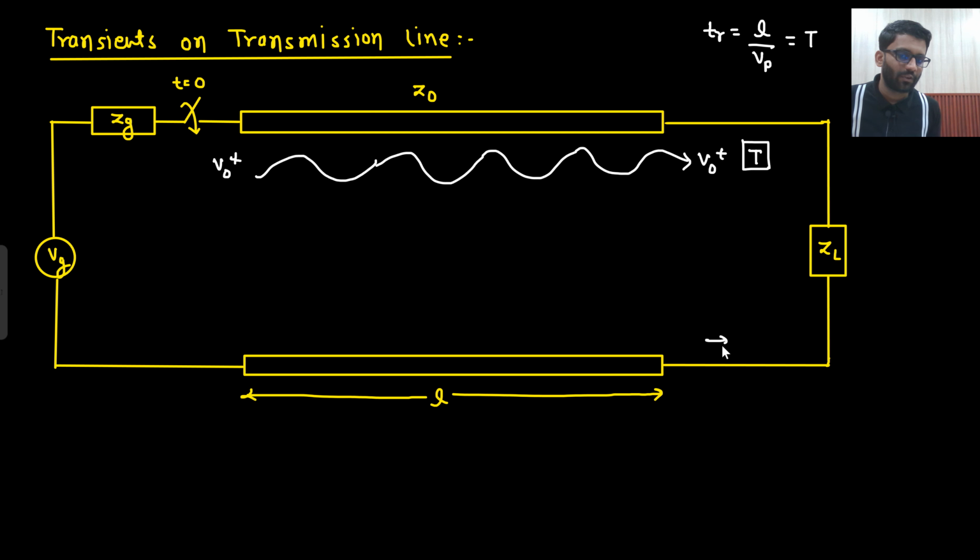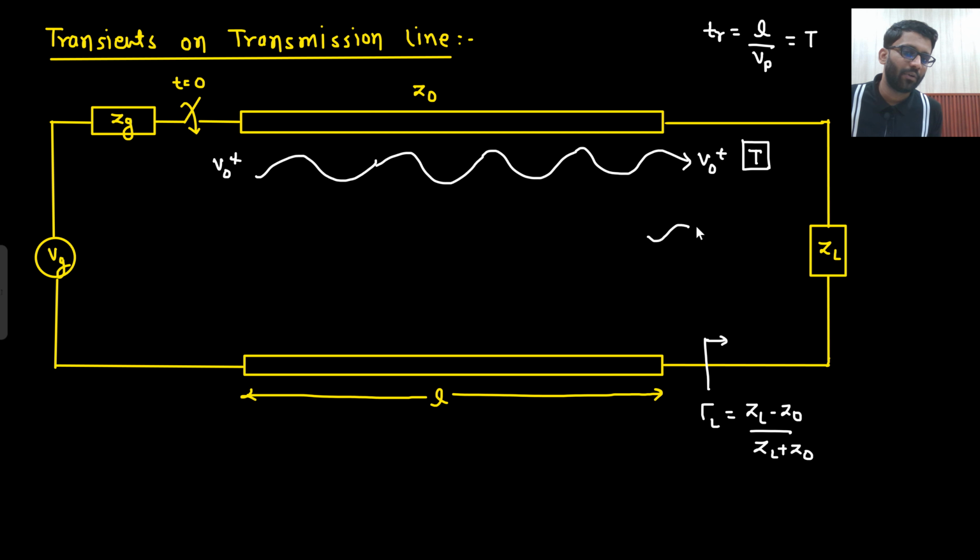This will have some reflection coefficient. So reflection coefficient gamma L would be there. That would be ZL minus Z naught upon ZL plus Z naught. So what will this load do? This will reflect back this V naught plus waveform.